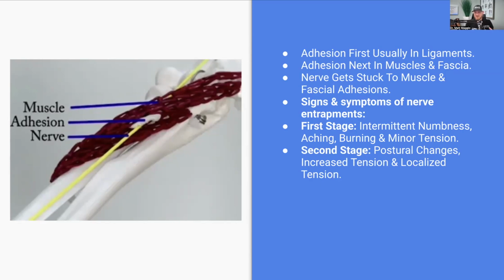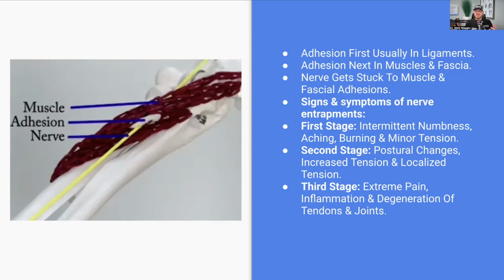And you're going to see increased tension and localized tension as well, because what's happening is the body has a hierarchy and it wants to protect the nervous system. So if the nervous system is entrapped, it's going to try to work around it to not load that nerve as much. That's when you're going to see things like postural distortions. You see things like upper cross syndrome or wing scapula. A lot of times those are just effects of an underlying nerve entrapment. So they're not really the cause, they're the effect of what's going on.